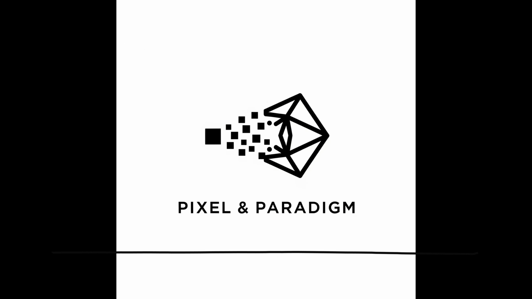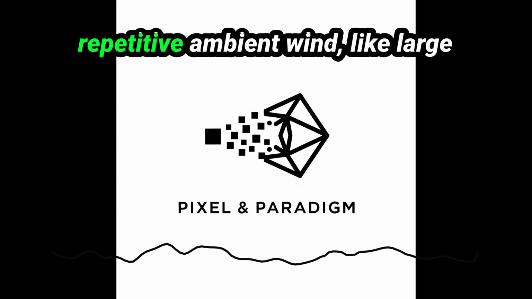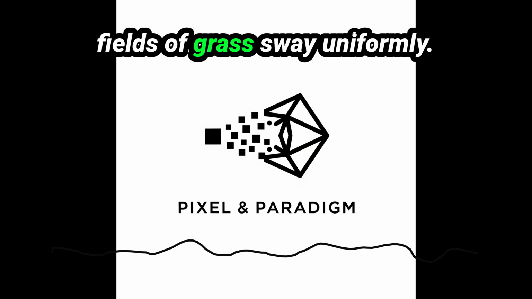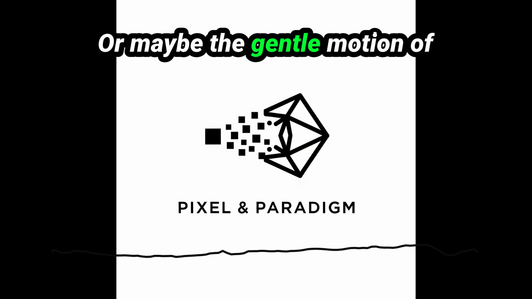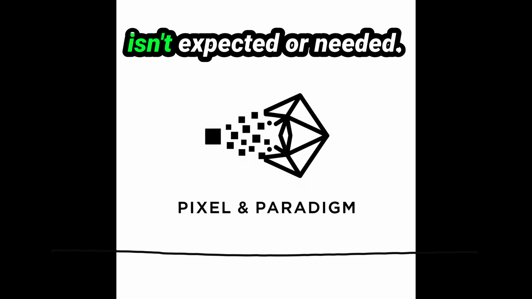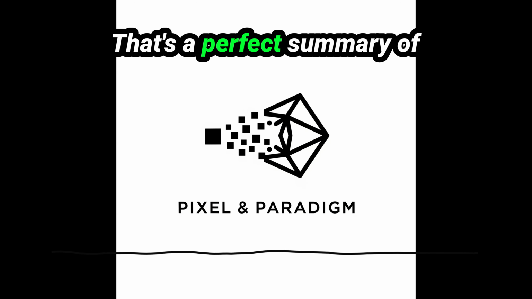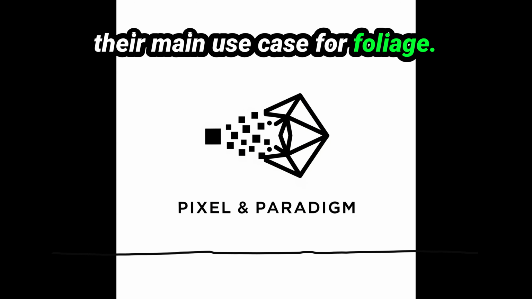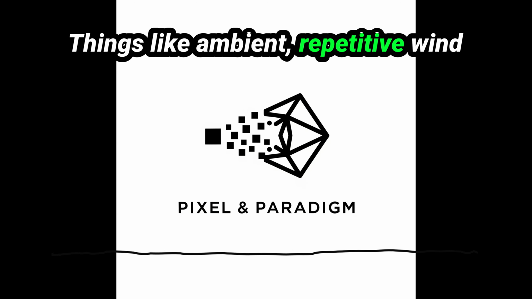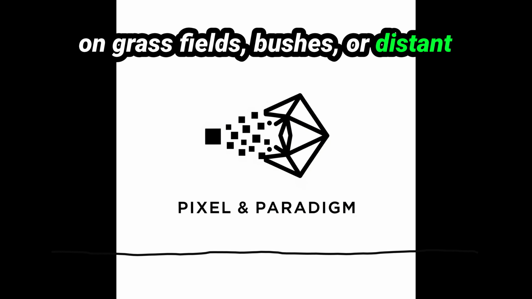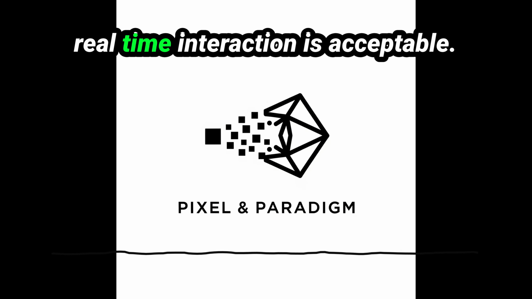Okay, so VATs are maybe best suited for repetitive ambient wind like large fields of grass swaying uniformly, or maybe the gentle motion of distant trees where interaction isn't expected or needed. Exactly. That's a perfect summary of their main use case for foliage. Things like ambient, repetitive wind on grass fields, bushes, or distant tree canopies where the lack of real-time interaction is acceptable.